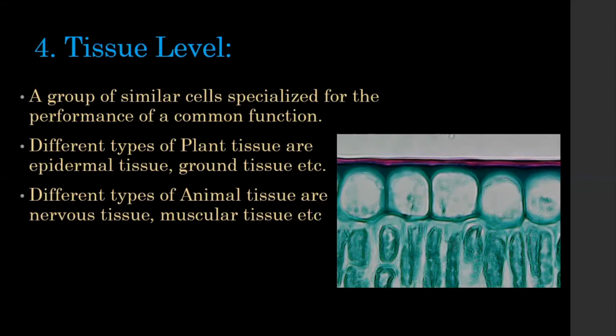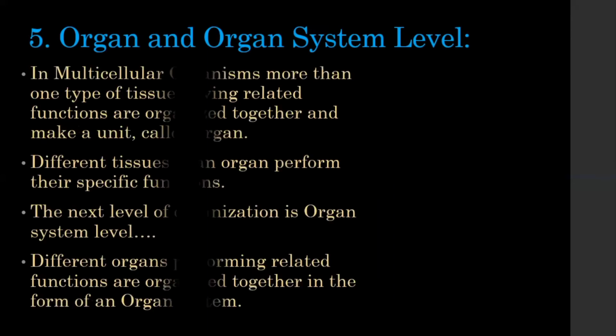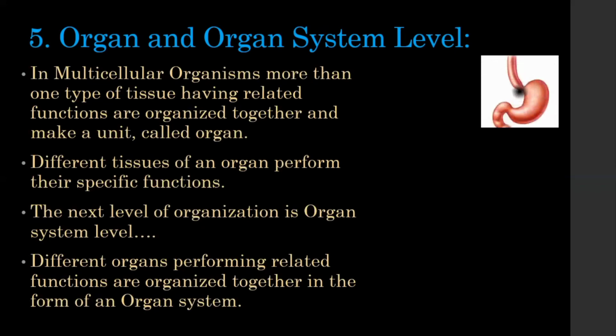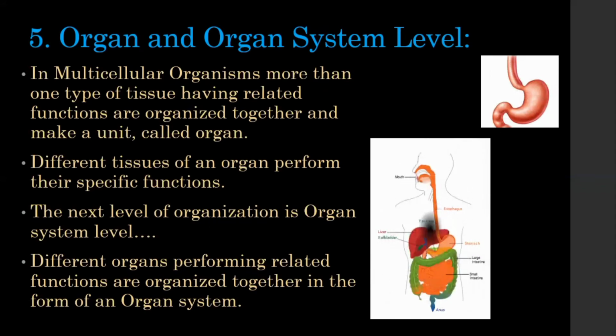This is the fourth level of organization. Now, the fifth level of organization is the organ and organ system level. In higher multicellular organisms, more than one type of tissue having related functions are organized together and make a unit called an organ. Different tissues of an organ perform their specific functions, and these functions collectively become the function of that organ.